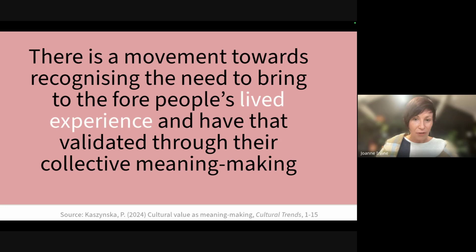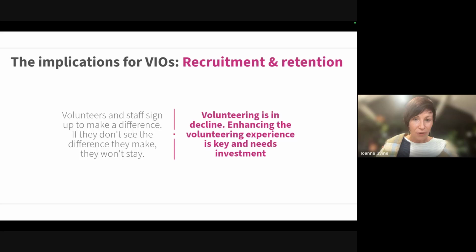So it's not that the idea and understanding of why it's important isn't there. There are lots of people pushing to do it. And I do believe it's going to have implications for VIOs, right? Obviously for recruitment and retention: if they're not seeing the difference they make, they won't stay. Or the opposite, if they see and better understand and are more involved in making that difference, capturing that difference and helping with evaluation, then there's going to be so much more ownership and engagement, and the experience of that person is going to be much different compared to other experiences. Especially considering, as I was saying, volunteering is in decline, and enhancing that volunteer experience and maybe doing things a bit differently is what we need to make sure we are recruiting and retaining volunteers.